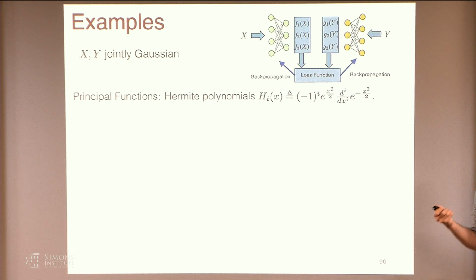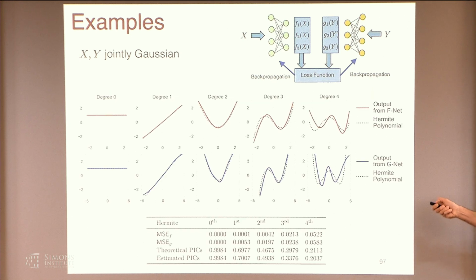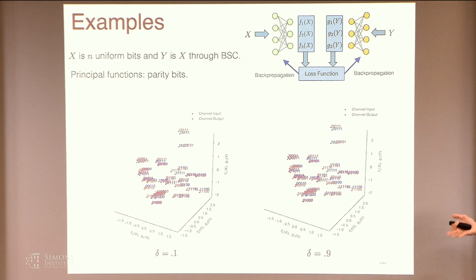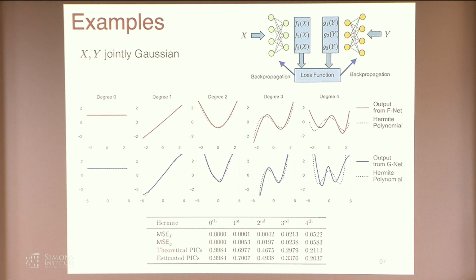So when x and y are jointly Gaussian, your principal functions are your neighborhood friends, the Hermite polynomials. And you can actually feed two neural networks jointly Gaussian random variables, train them, and see that the outputs of these neural networks, after you normalize them, actually correspond to the Hermite polynomials. And this approximation becomes increasingly worse as you go to higher degrees because the PICs become smaller and smaller. You can repeat the same exercise using uniform bits. - You mean dimensions of the Gaussian? - No, when you go to higher order polynomials in your basis.